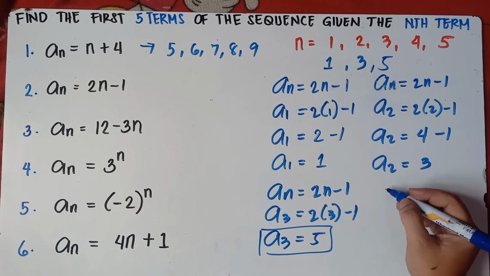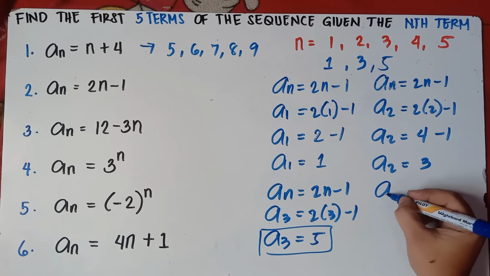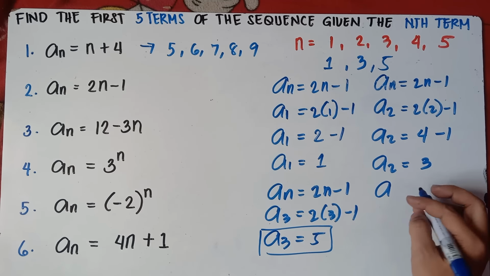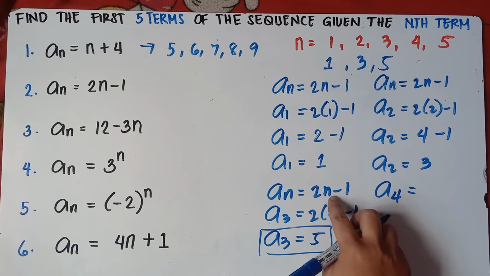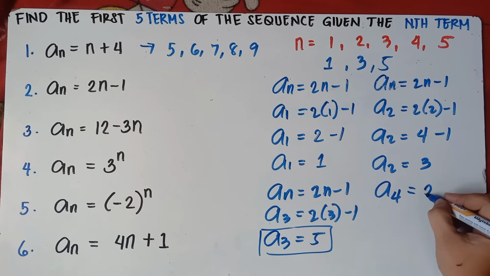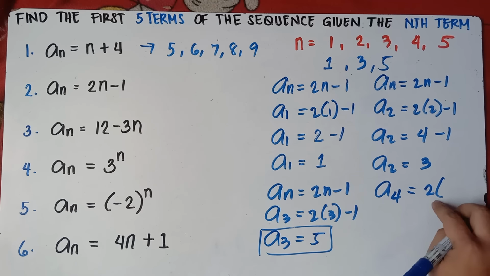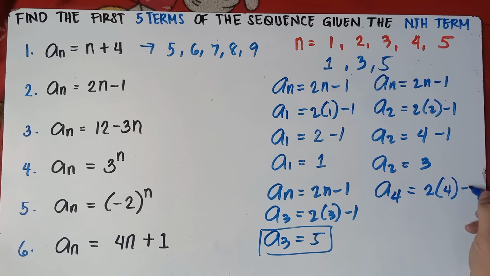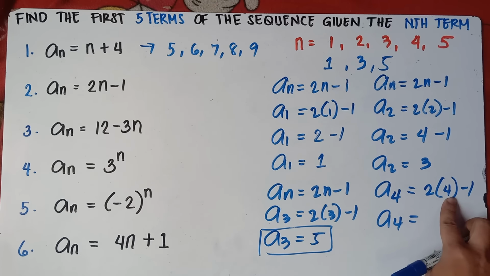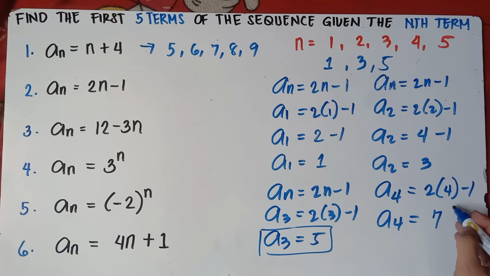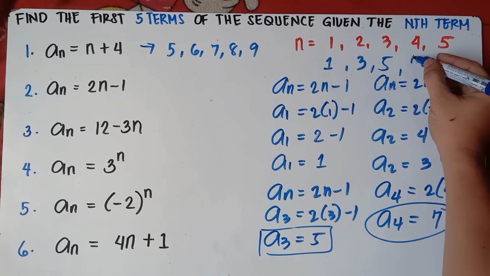Alright, let's check the fourth number. A sub 4 equals, using the formula 2n minus 1, 2 times n, where n is 4, minus 1. So A sub 4 equals 2 times 4, which is 8, minus 1 is 7. So that's why you have 7.